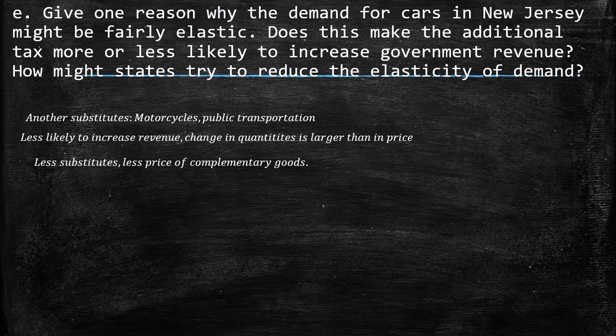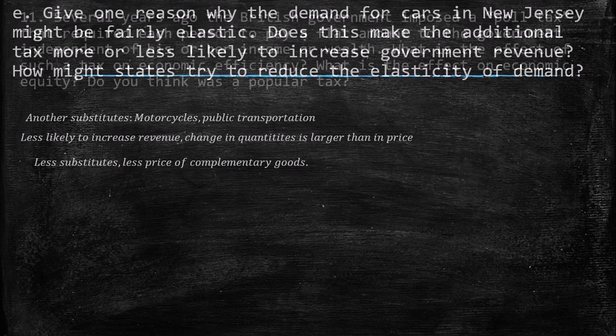So for example, if gasoline, which is a complementary good, is cheaper, people are more incentivized to buy cars, because the complementary good, oil, is going to be cheaper.